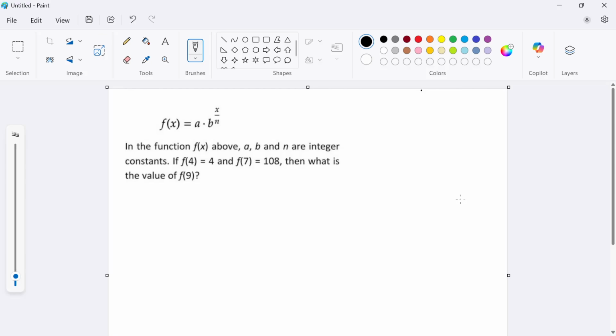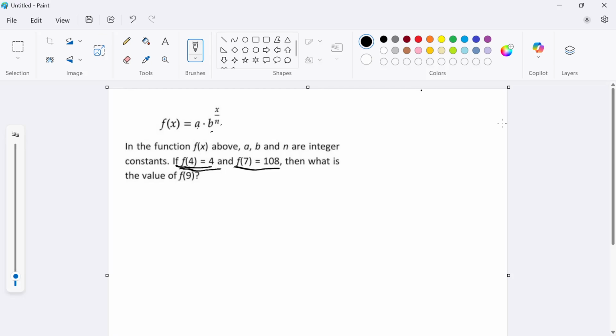In the function f of x equals a times b to the x over n, a, b, and n are integer constants. If f of 4 equals 4 and f of 7 is 108, then what is the value of f of 9? Well, let me try plugging these things in. Now there are three unknowns, a, b, and n, and only two equations. So how am I going to use two equations to find three unknowns? Well, hopefully something's going to work out.